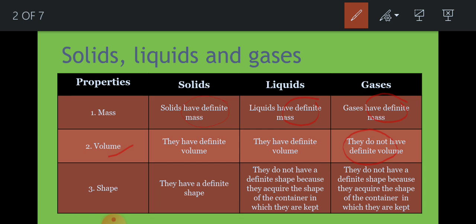And in case of shape, we generally see that solids have a definite shape, but liquids and gases do not have a definite shape. They always have the tendency to acquire the shape of the container in which they are kept. Suppose we pour a liquid in a bottle, what will happen? It will acquire the shape of the bottle. If we pour the liquid in a bucket, it will take the shape of the bucket. So that's why we can say that liquids and gases have the tendency to acquire the shape of the container in which they are kept.